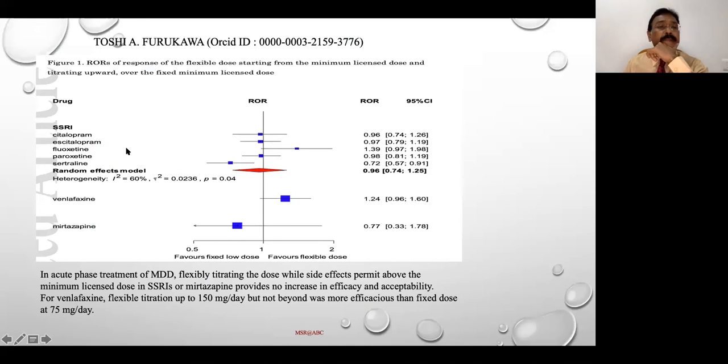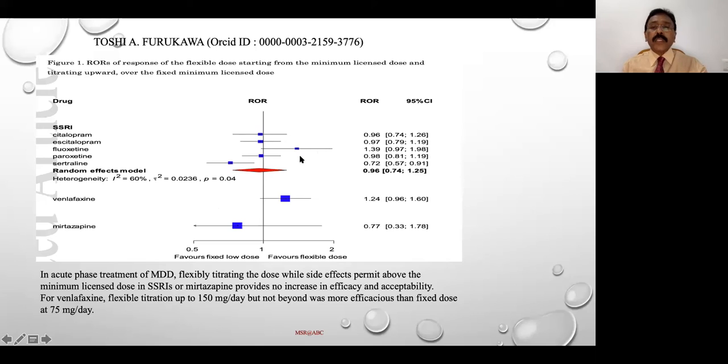Now coming to this, again the same thing. This shows the acute phase treatment. I'm talking about MDD, but you asked about OCD. I remember that, I'll come back to that. Maybe the same thing will work for OCD also, I don't know. Flexibly titrating the dose while side effects permit gives no increase in efficacy and acceptability. So increasing the dose of mirtazapine, sertraline, paroxetine, escitalopram or citalopram beyond the maximum dose given is not going to help therapeutically. That is what this particular paper says.